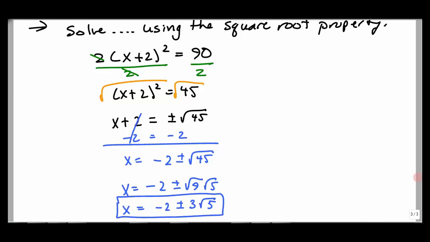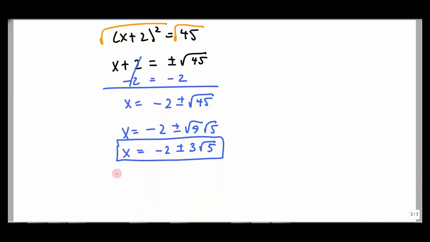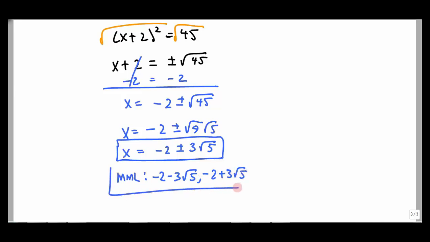Now in my math lab, remember, you can't use the plus or minus, so in my math lab, I would go -2 minus 3 root 5 because that's the smaller number, -2 plus 3 root 5 because that's the larger number, and we go in order from smallest to largest.